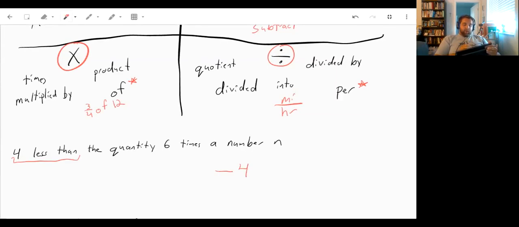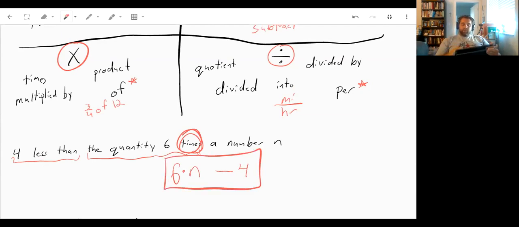Then we go on to the next part. What is 4 less than? Well, it's the quantity 6 times a number n. So 6 times n minus 4. And that would be our answer.